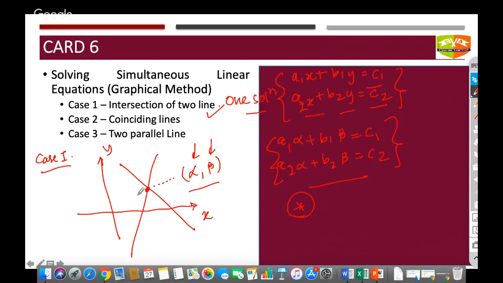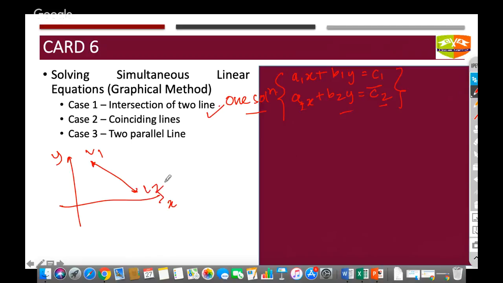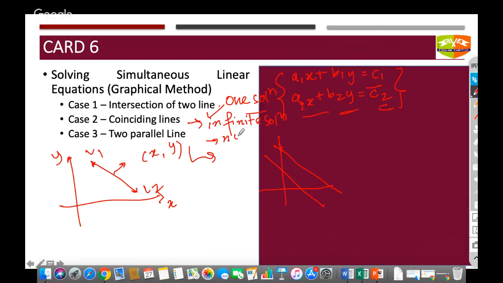Now what happens is, suppose the two lines are coinciding, as I discussed. If two lines are coinciding, so this is my x-axis and this is my y-axis, and the two lines are coinciding like this. Suppose this is line L1 and this is line L2. On lines L1 and L2, there would be infinite x and y points which satisfy these two equations. Hence, I'll have infinite solutions here. And here, two parallel lines. So suppose one line is like this and the second line is like this. There would be no x and y which will be common to these two lines. Hence, I'll have the case of no solution.